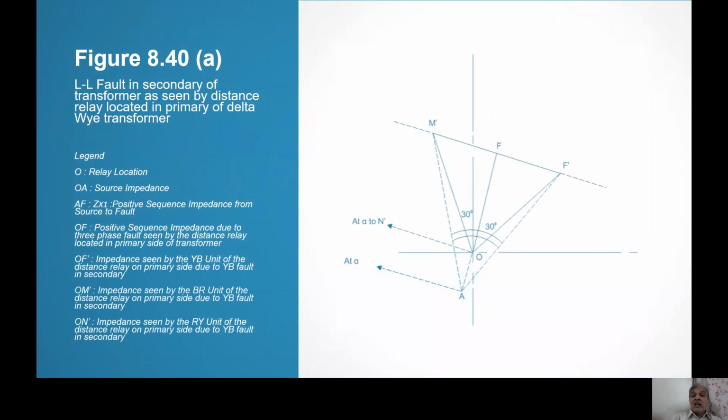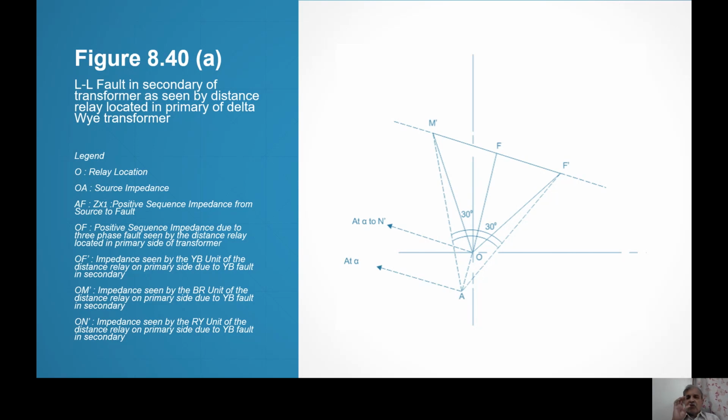And to understand this figure also, you will have to understand the mathematics. That is also a trouble. But I'm sorry, you will have to take this for granted. What happens is, A is a source point. O is relay location. OA is source impedance. AF is the positive sequence impedance from source to fault.